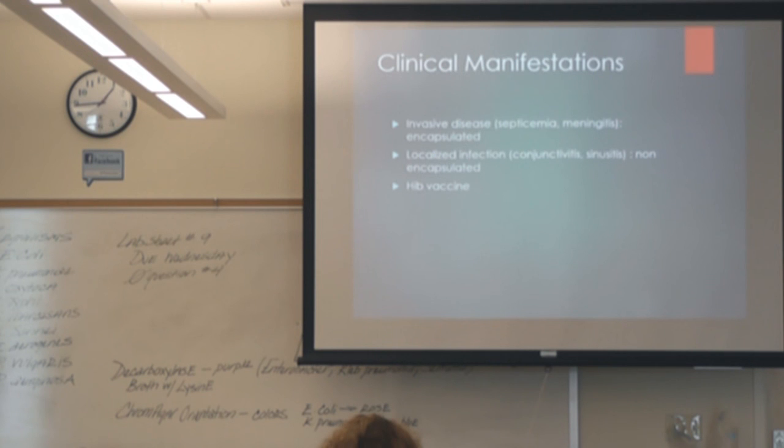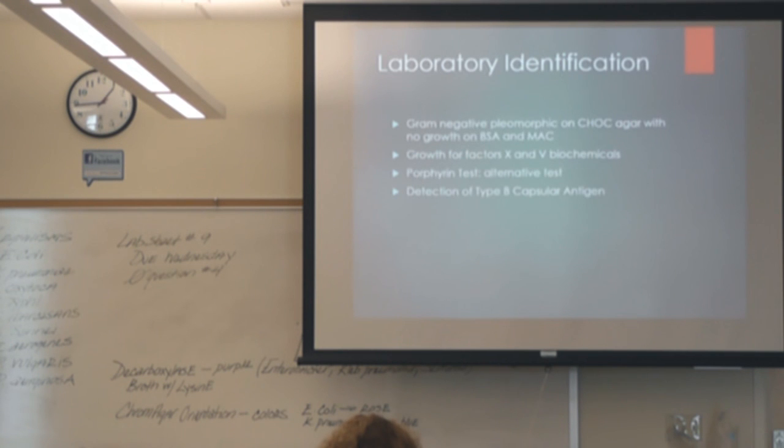All right? Now, in terms of laboratory identification, you're going to see pleomorphic organisms on chocolate agar. Which reminds me, I'll show you guys after this lecture. I do have Haemophilus influenzae plated on chocolate agar. If you would like to see that, or if some of you want to even stain it, you're welcome to do that. Okay? There's actually no growth on blood agar or MAC. And then they're going to have X and V as biochemicals in the media for that. You also have an alternative test for identification as well.